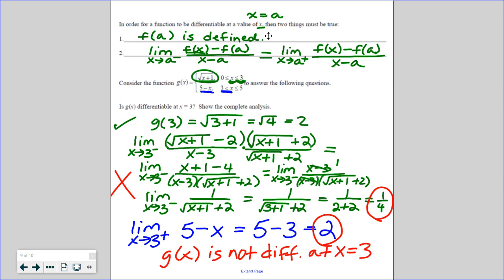Now, if we had, let's say that those limits ended up being equal, the left-hand limit equals the right-hand limit, then our conclusion would be that g of x is differentiable at x equals 3.